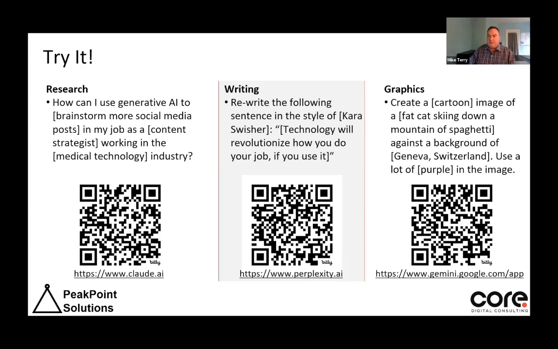And then graphics, as Doug illustrated throughout the whole presentation, of these cute robots that we had, where each one had something that was a little bit different, or he had to go through and filter out exactly what was good and what was bad. So you can put on your end, create a cartoon or whatever image of a fat cat skiing down a mountain of spaghetti. Who wouldn't want to see that, right? Against the background of Geneva, Switzerland, and use whatever color you want in the image. So I'll give you an opportunity now to scan one of these, or type in one of those URLs and use these prompts.